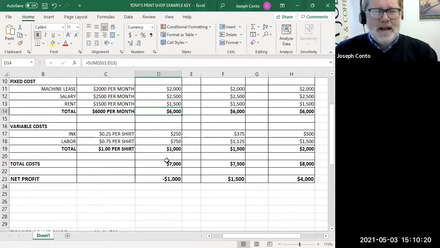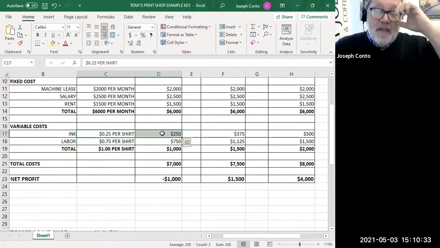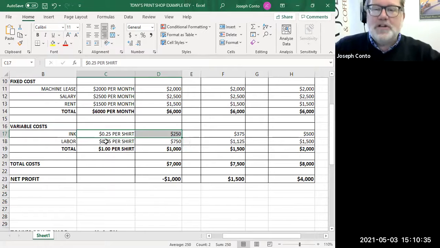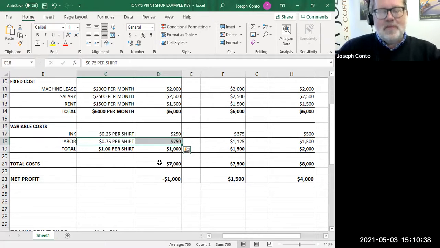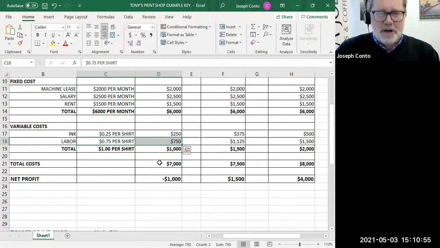I also know that based on how much I pay my one worker, it costs me $1 per shirt, right? It costs me 25 cents per shirt in ink. That's the only real cost of goods sold that I have, the ink itself, because remember, I don't buy the shirts. And it costs me 75 cents rather in labor, because my employee works an 8-hour shift and can only do so many shirts in an 8-hour shift.